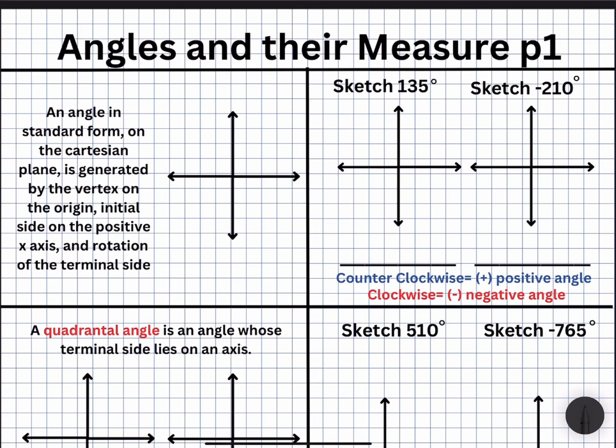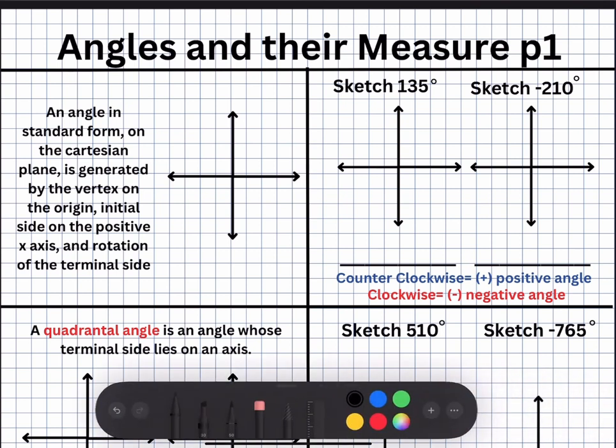Okay, so an angle in standard form, and this is my first vocabulary word for today, is an angle on the Cartesian plane. And if you're like, what is the Cartesian plane? The Cartesian plane is another word for the XY axis. So the formal definition of the XY axis is the Cartesian plane.